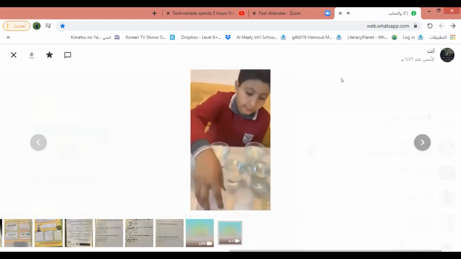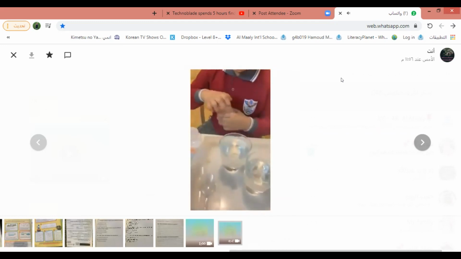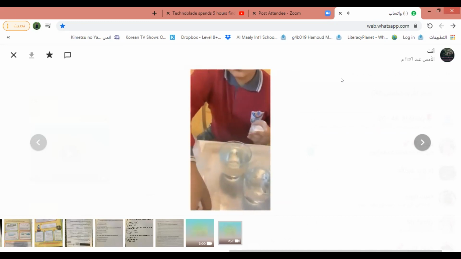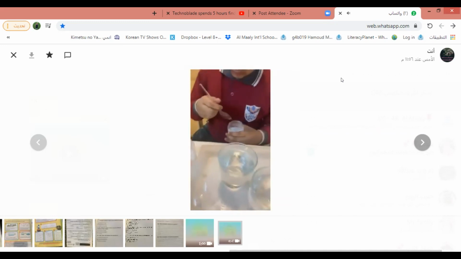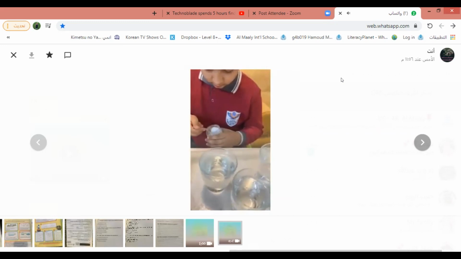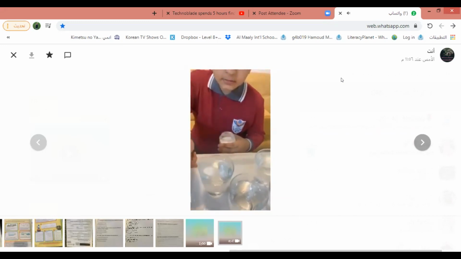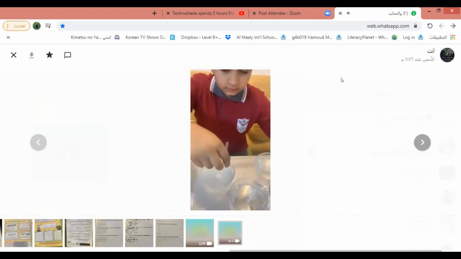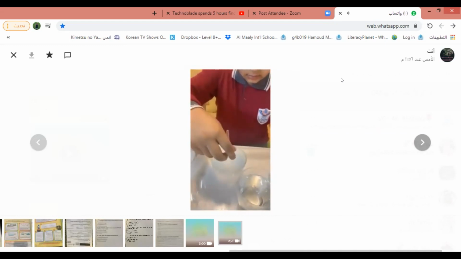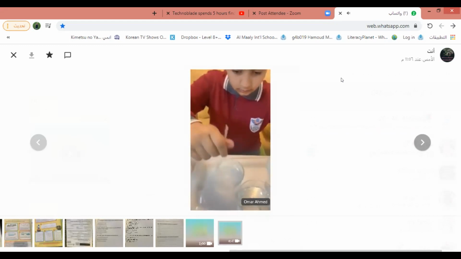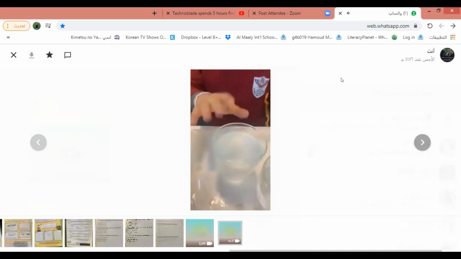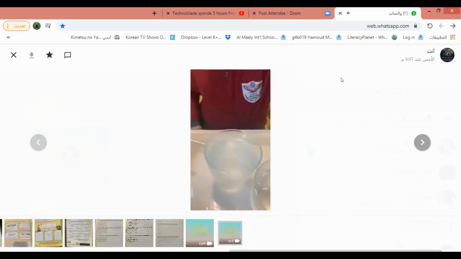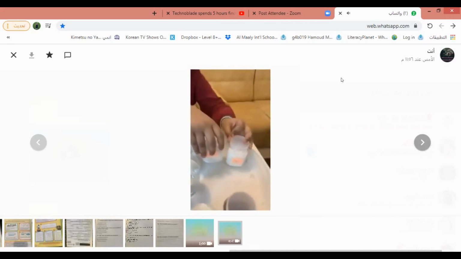We will now take the salt and put it in the water. We will mix it. Now the salt is dissolved. And we will take now the sugar. The sugar is also dissolved, like the salt.